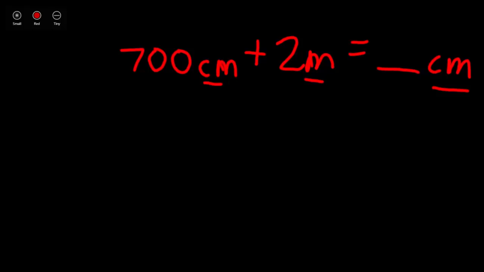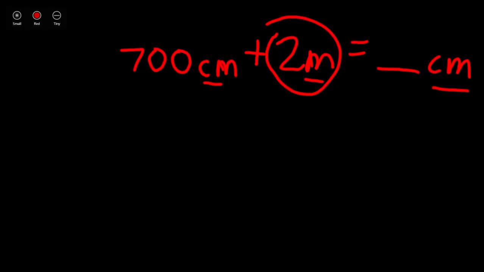So to more easily solve this problem, we need to find which unit of measurement is not like the other 2. In this case, it's 2 meters. If we convert that to centimeters, then we'll have a simple addition problem, all using the same unit, which will make it much easier. So let's convert 2 meters to centimeters.